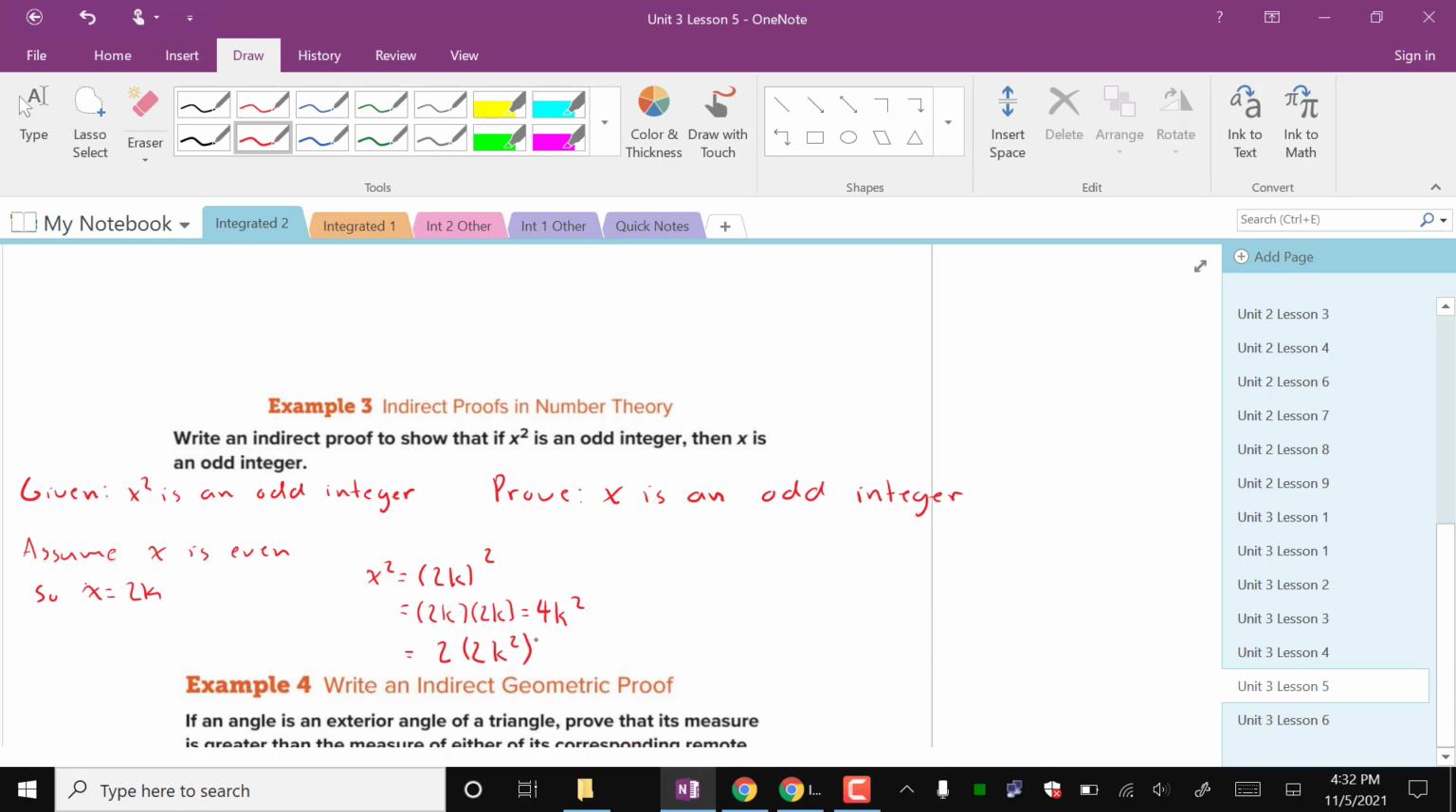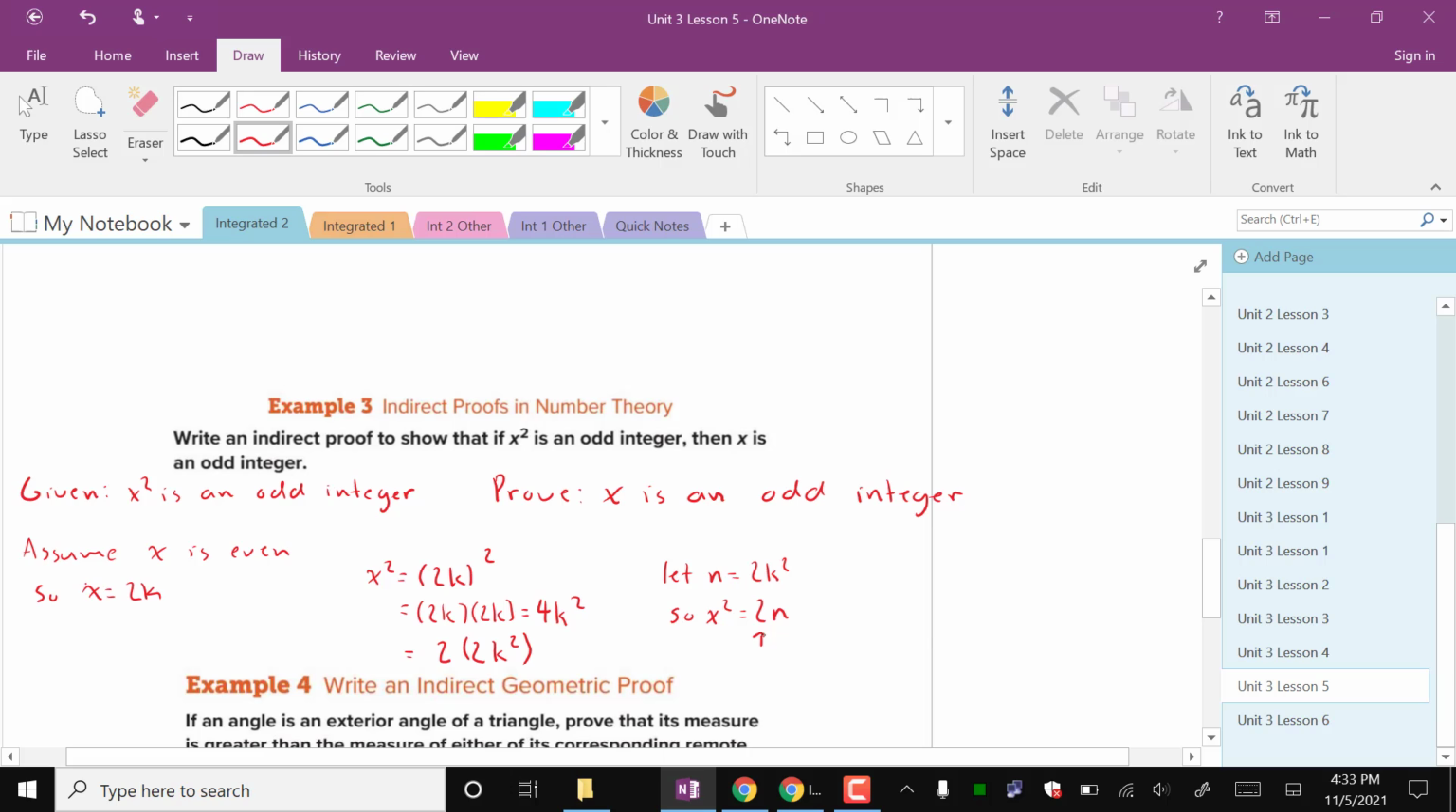So what we're going to do is let n represent the integer 2k squared. So x squared can be represented by 2n. So let n equal 2k squared. So x squared equals 2n. This means that x squared is an even integer, which contradicts the given statement that x squared is an odd integer, because the assumption that x is even leads to a contradiction of the given.